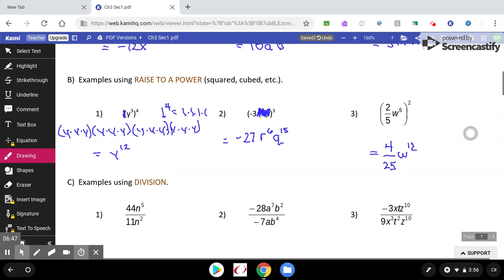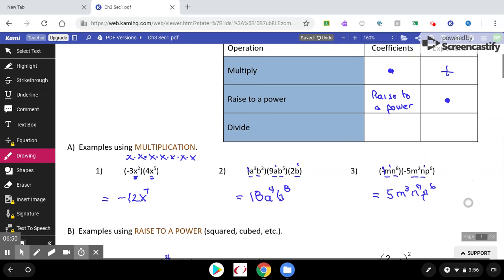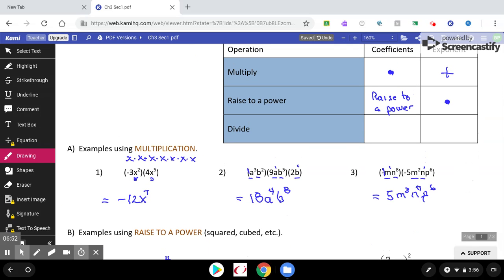All right, before we do the division problems, I'm going to scroll back up. See if you can guess. If on a multiply problem, we multiply. If on a raised to a power, we raise to a power. So for divide, guess what? We're going to divide. I'm going to put a divide symbol. So any guesses for what to do with the exponents? Well, if you guessed subtract, you would have been right.